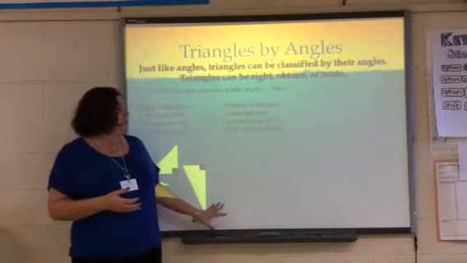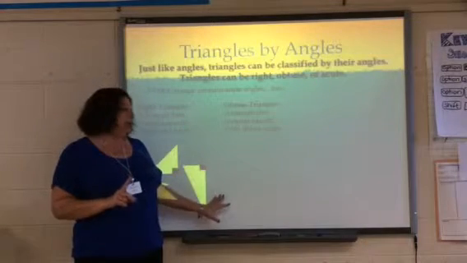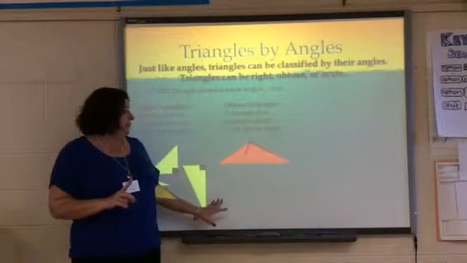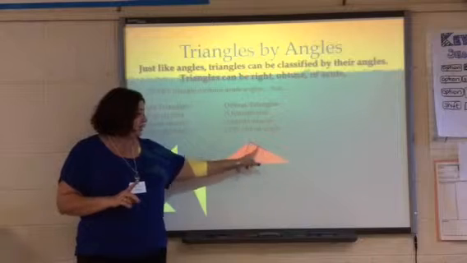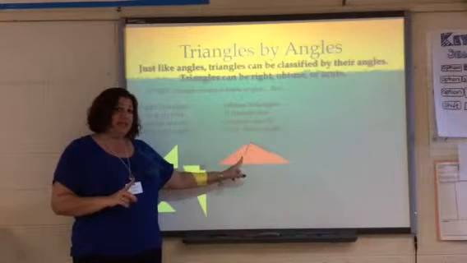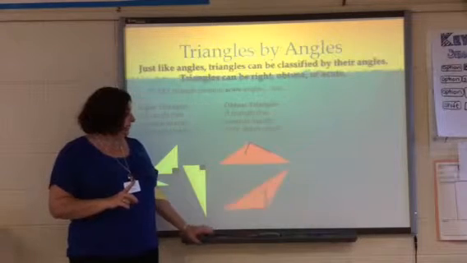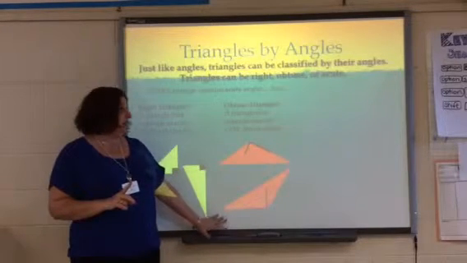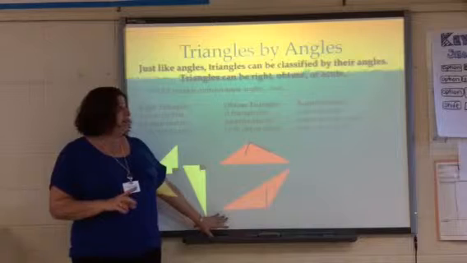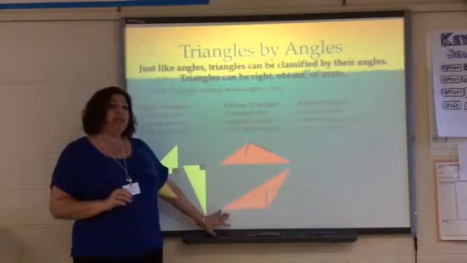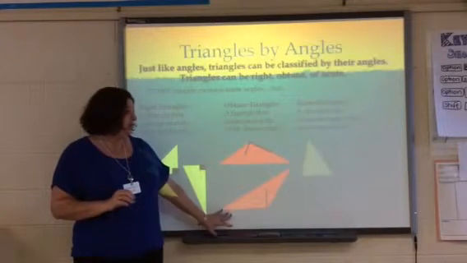Obtuse triangles contain exactly 1 obtuse angle. So in this case, you can see by this right angle or perpendicular mark that this is greater than 90 degrees. Same thing with this triangle. Or I can have acute triangles that contain 3 acute angles. All of them are less than 90 degrees.